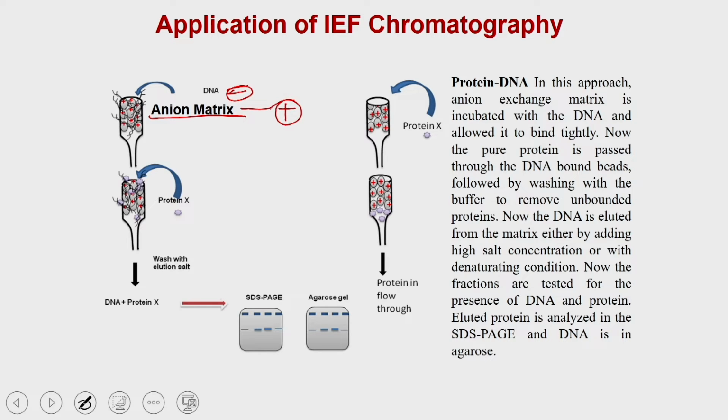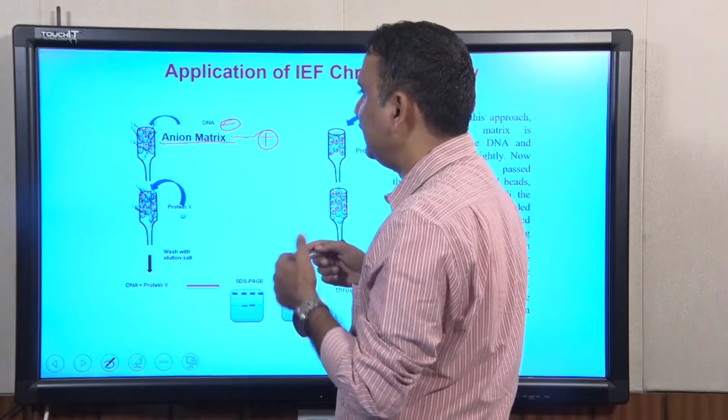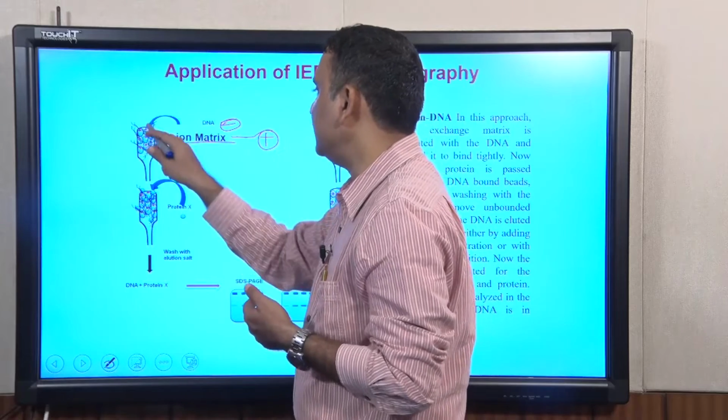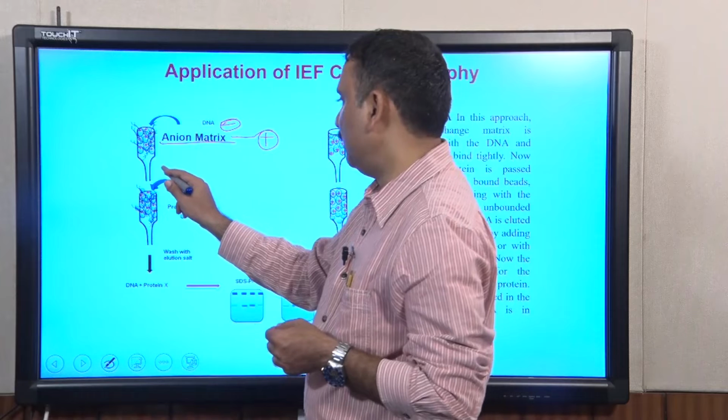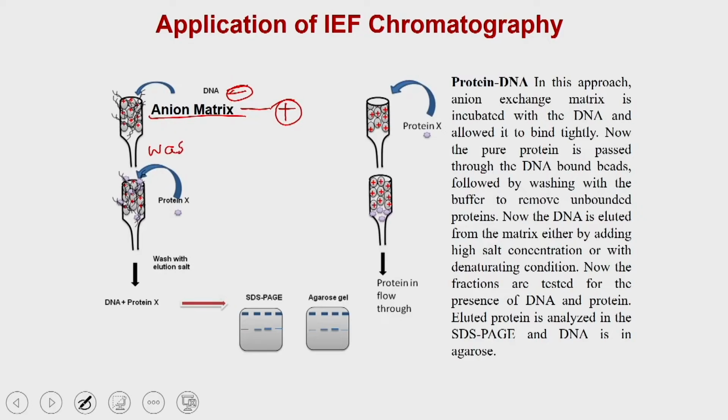So, in the first step, you are going to load the DNA with which you are interested to study the interaction of a protein X. In the first step you load the DNA, and what will happen is that the DNA will go and bind to these anion matrix or anion beads. Then you wash the beads, so that whatever DNA is non-specifically binding to the matrix beads is removed.